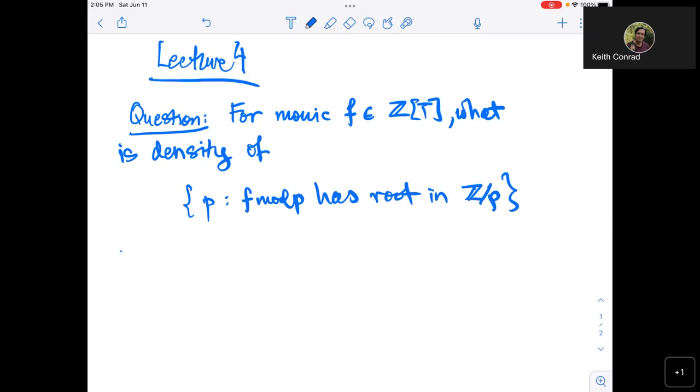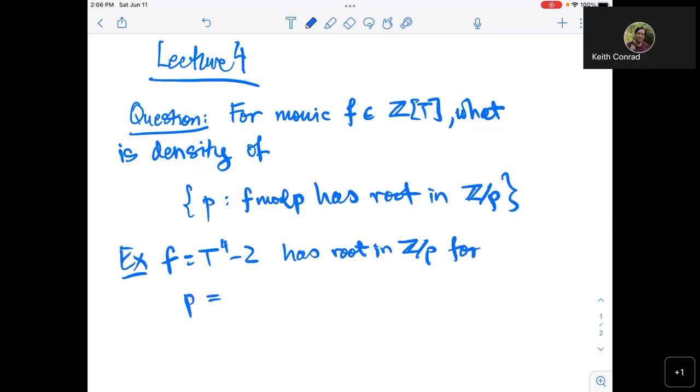So for example, if the polynomial were t to the fourth minus 2, you're asking for which primes is 2 a fourth power mod p. So this has a root in Z mod p. For the following sequence of primes, it starts off 7, 23, 31, 47, 71, 73, and so forth. There's no apparent simple rule here.